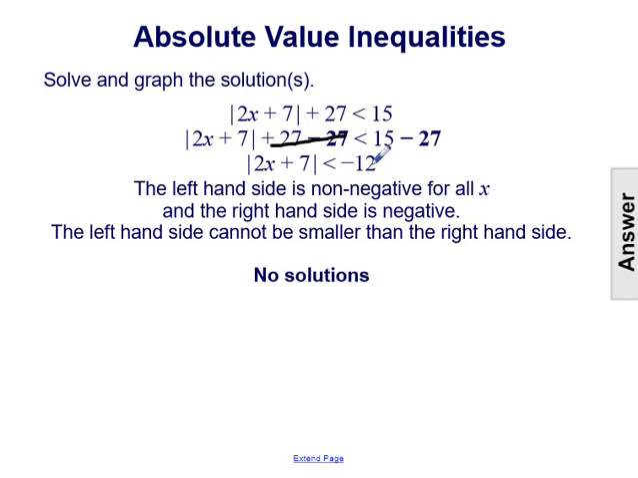The left-hand side is non-negative for all x. Absolute value is non-negative. But the right-hand side is negative. We're less than negative 12. The left-hand side cannot be smaller than the right-hand side, so there are no solutions for this problem.